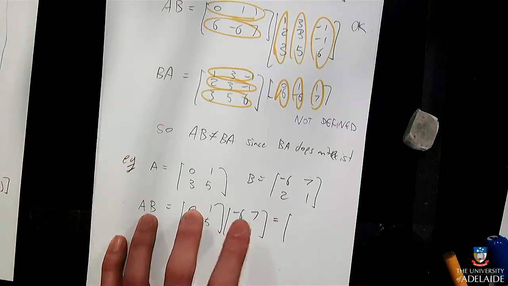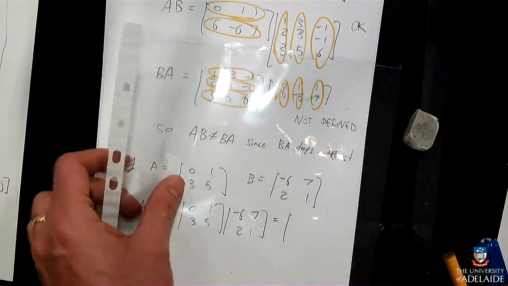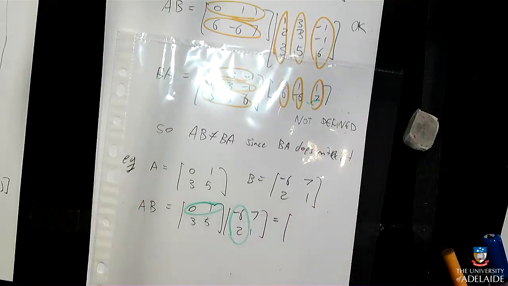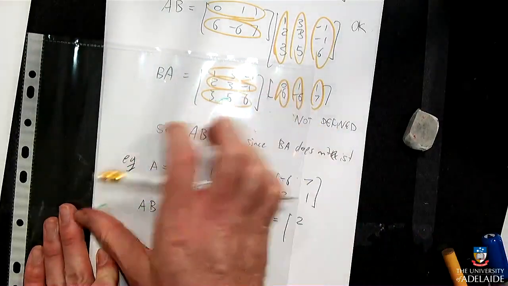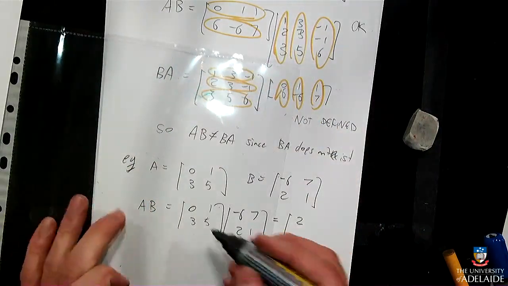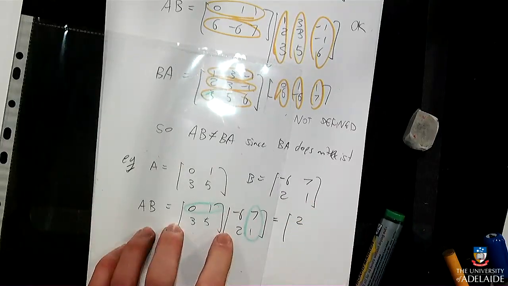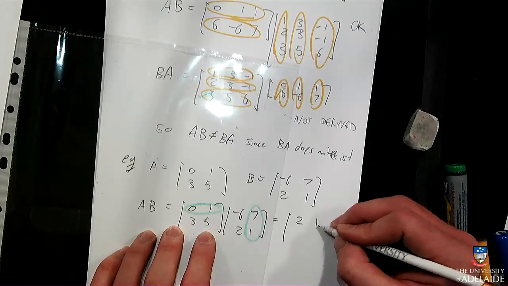So let's see, 0 times minus 6. It might just be easier to do it one more time since you've only just learned how to do this. 0 times minus 6 is 0. 1 times 2 is 2. And so if I add them two together, I get 2. So that was the first row, and now I'll do the next column. 0 times 7 is 0, and then 1 times 1 is 1, so 0 plus 1 is 1.